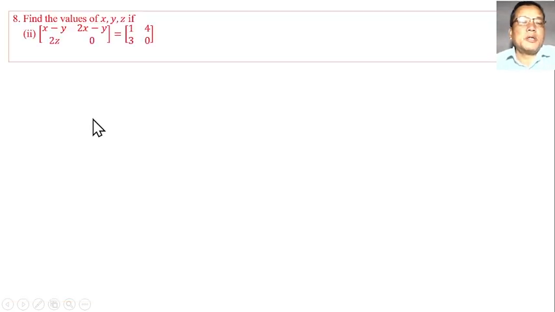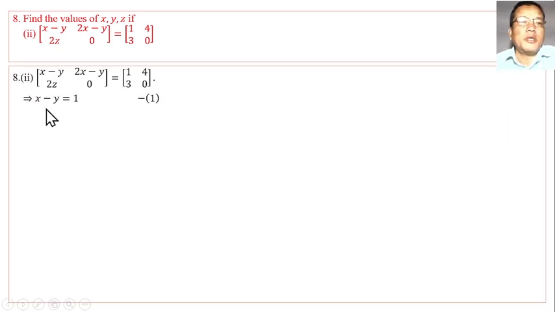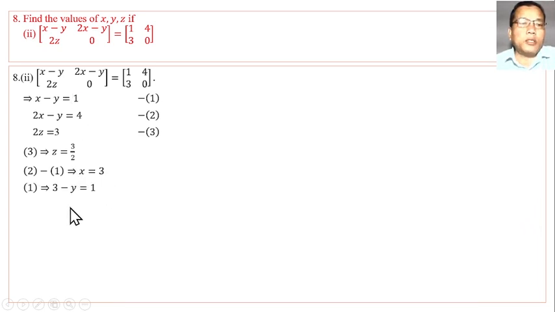Find the values from the equation by comparing corresponding elements: x minus y equals 1, twice x minus y equals 4, equals twice z, and 3 and 0. Then 3 equals z, so the z value is 3 by 2. Solving these, the value of x is 3, y is 2, and z is 3 by 2.